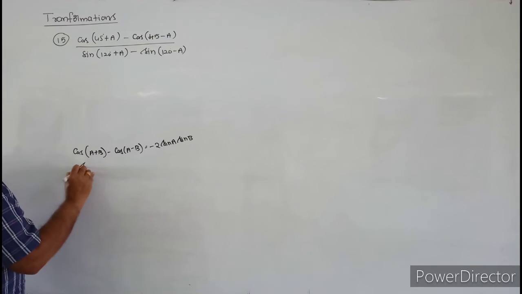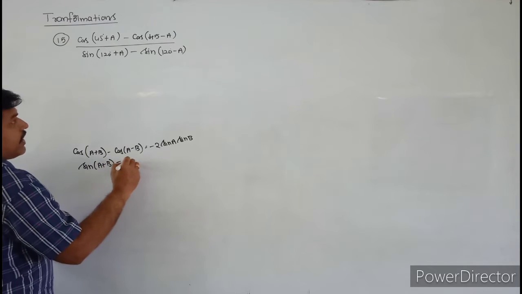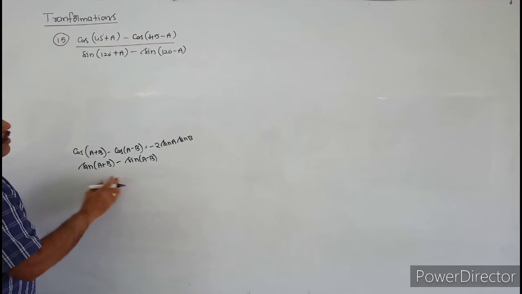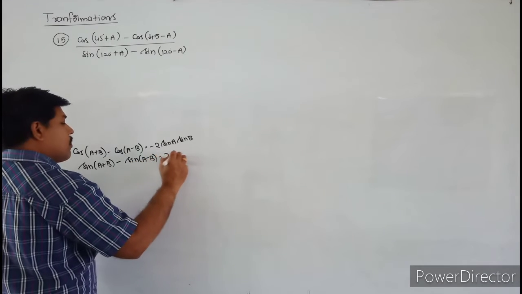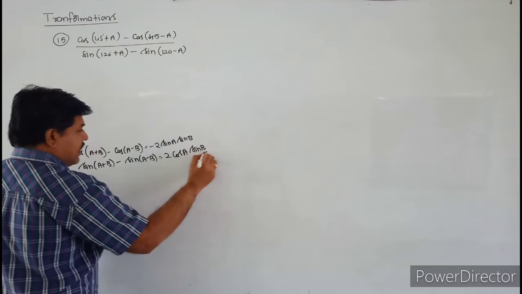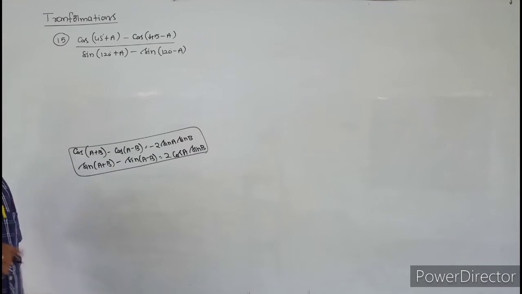In the denominator, what is that formula, students? Sin of a plus b minus sin of a minus b is equal to 2 cos a sin b. So if you can apply these formulas, you will get the answer directly.